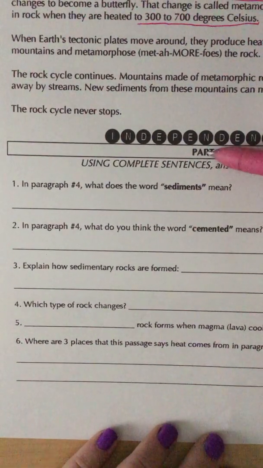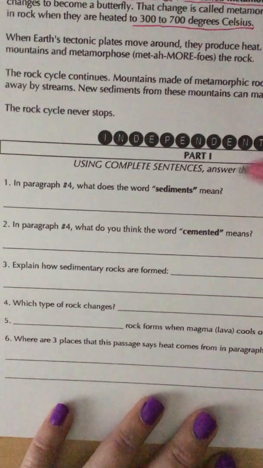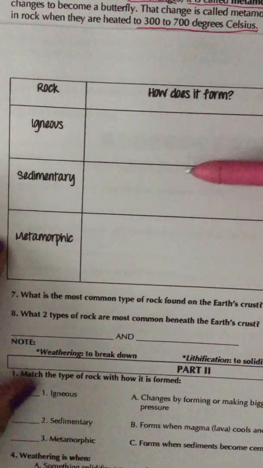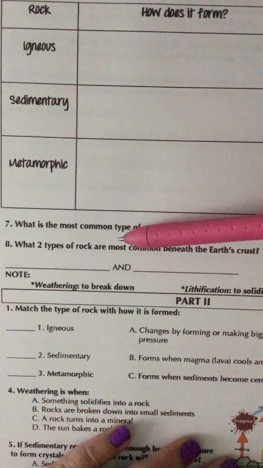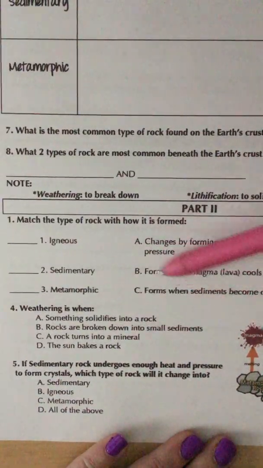All right, and you'll notice this is part 1. So if you do not print this out, you need to make sure that you label your paper part 1. You answer these questions. You're going to need to draw this graph, answer these 2 questions, and then part 2, you have to answer these questions down here. Okay, if you have any questions, let me know.